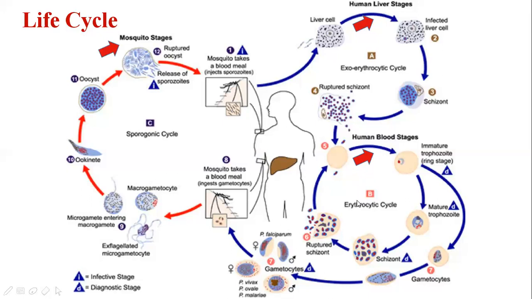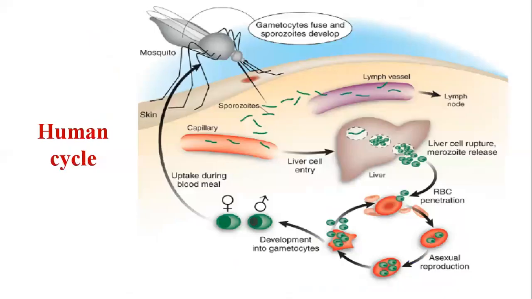In two different organs or two different types of cells, liver and the red blood cells. Now I am going to discuss these life cycles very elaborately. So first we will go with the human cycle. As I said, in the human cycle there are two different stages: one is the exoerythrocytic cycle and the second one is the erythrocytic cycle.